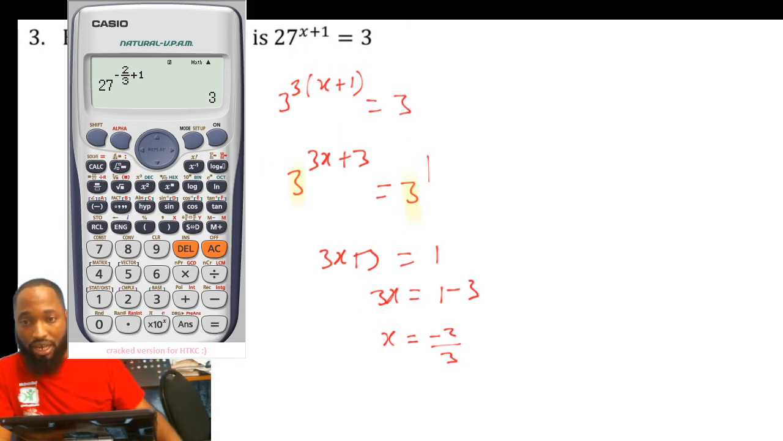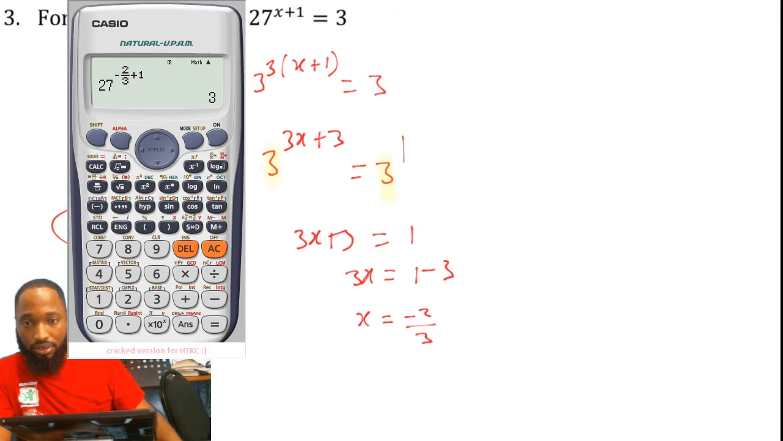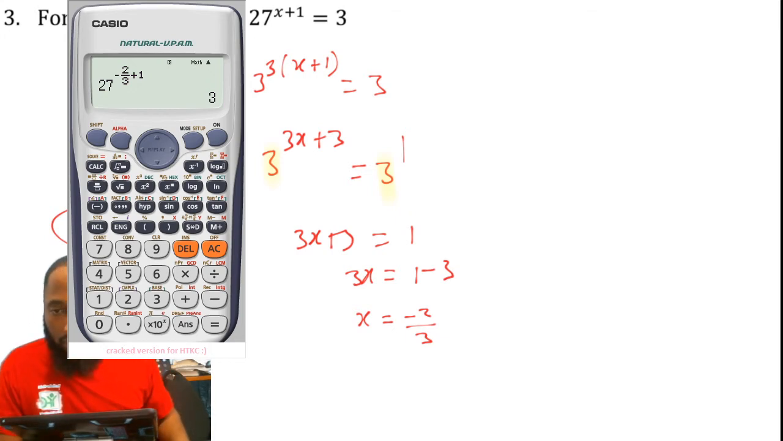The calculator is blocking. Hey, none of that. Something moving in the background, neighbor.